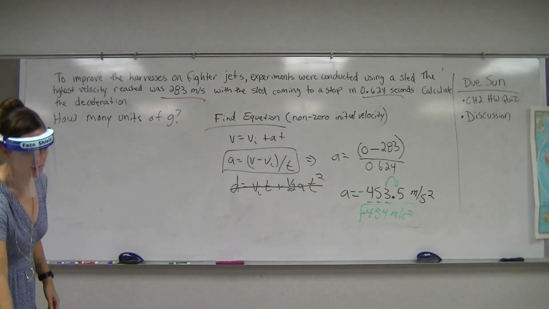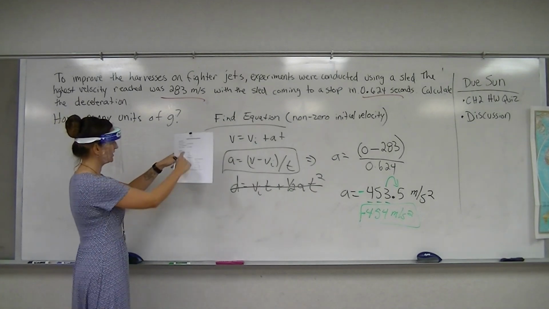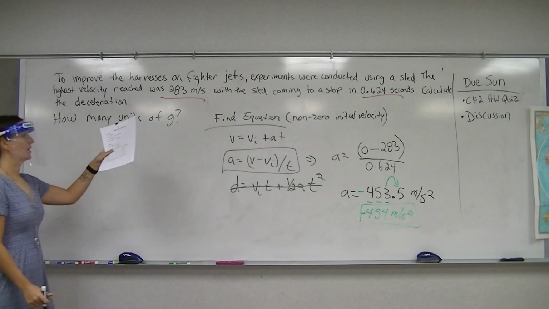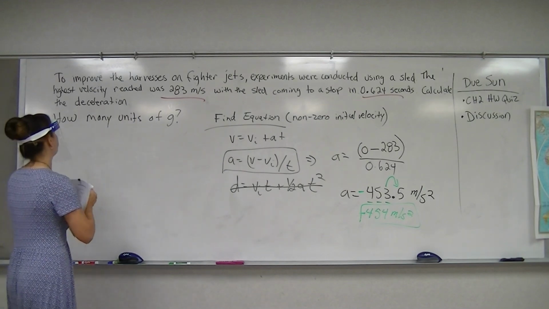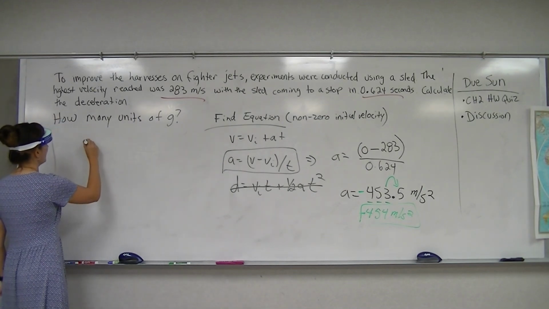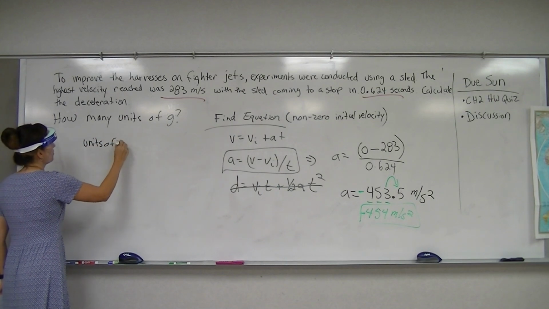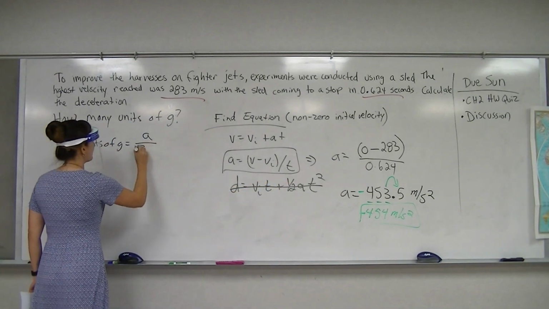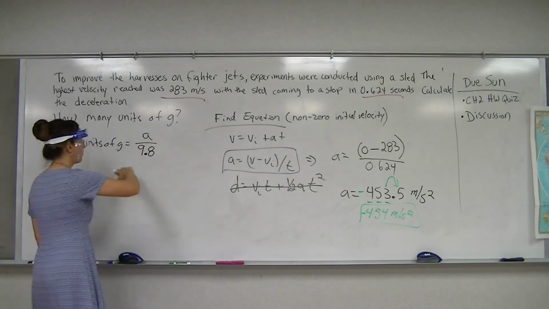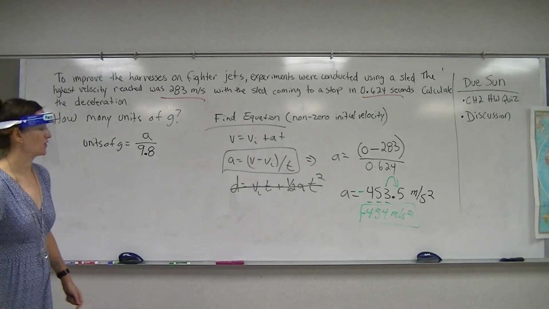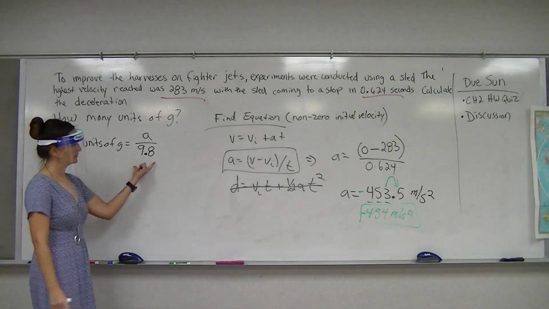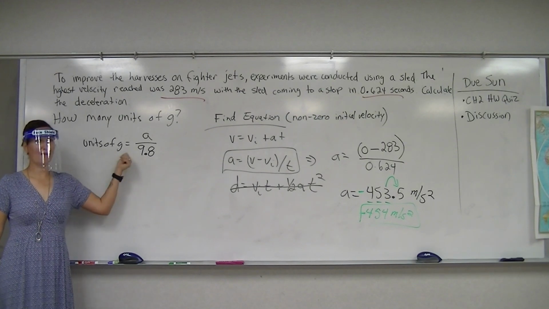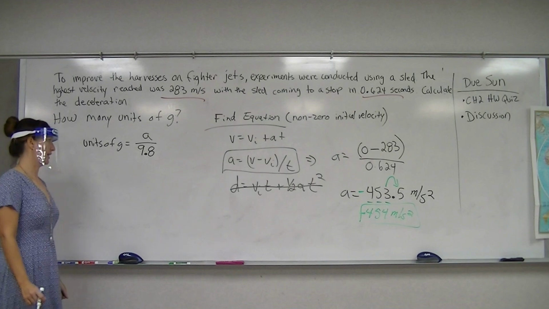To figure out units of g, you can see on your equation sheet at the very bottom, the last sentence says units of g is equal to a over 9.8. So to calculate units of g, we want to take our acceleration, our a value, and divide it by 9.8. Why 9.8? Well, we're going to learn in the next chapter, the rate of gravity is 9.8 meters per second squared. So this units of g is gravity, and that's why we're dividing by 9.8.